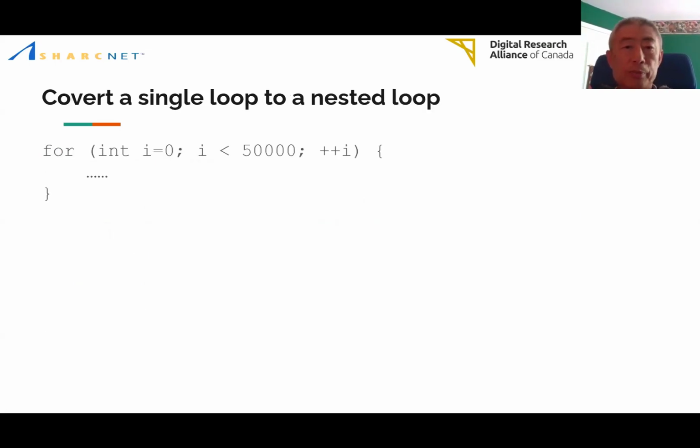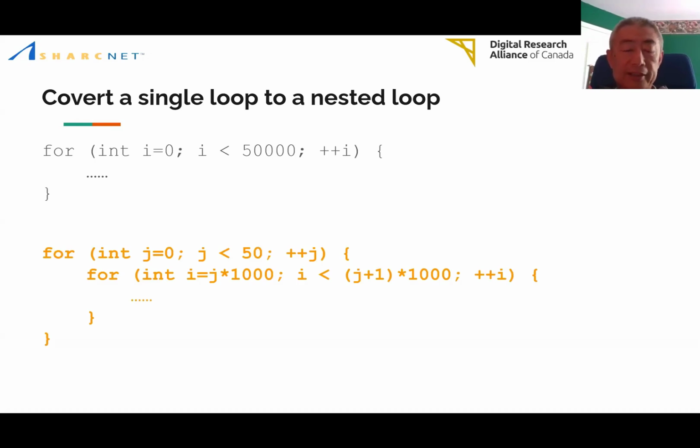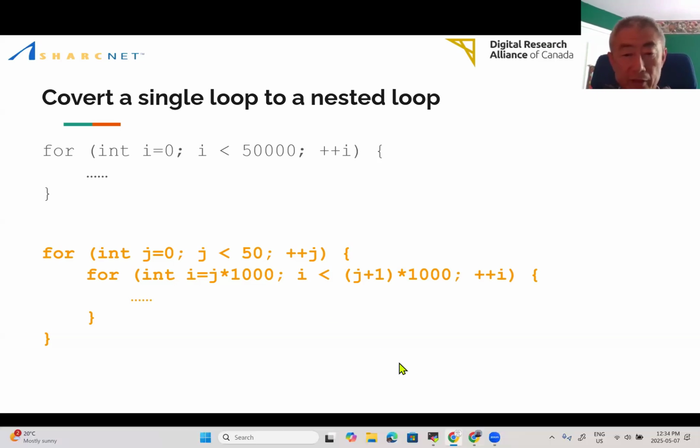One way to do this is to break a single loop into a nested loop, something like this. For example, here I have a single loop looping 50,000 times. I'm going to break it down into a nested loop. The outer loop is a loop of 50 times, for example, and the inner loop is basically 1,000 times. Altogether, they loop 50,000 times. So these two are quite equivalent. Once we have reformatted this, we can use the OpenMP directives with only the inner loop, not the outer loop.